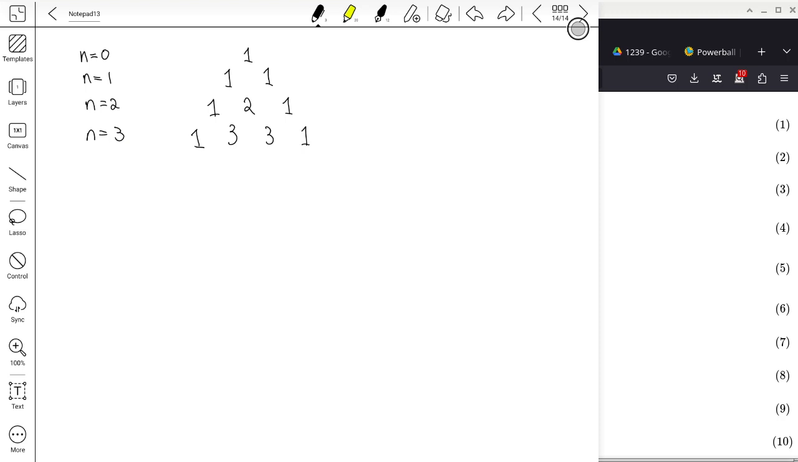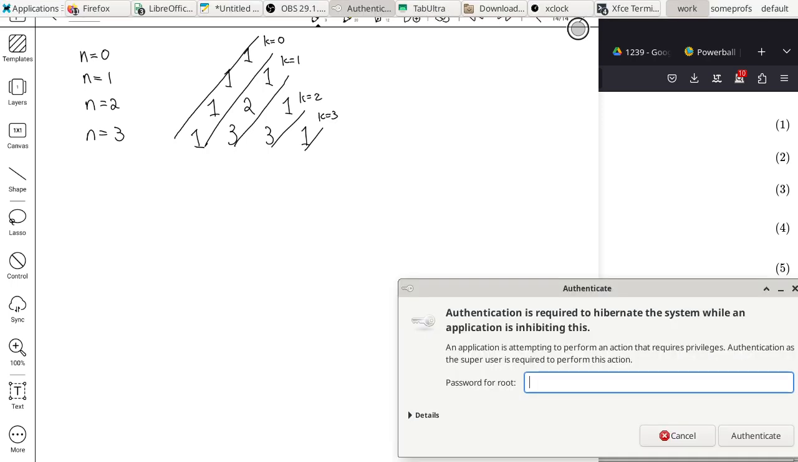But what about the columns? The columns are a little bit interesting here, because they are slanted, at least in this representation. So the way we look at the column is like this. This is the column indicating that k is 0. This is the column corresponding to k equals 1, k equals 2, and finally we have k equals 3 over here. And then each number is really n choose k.